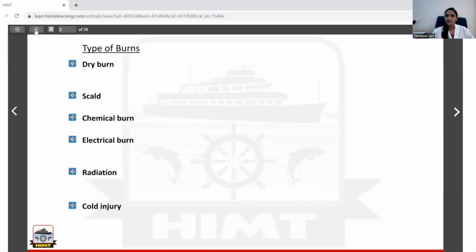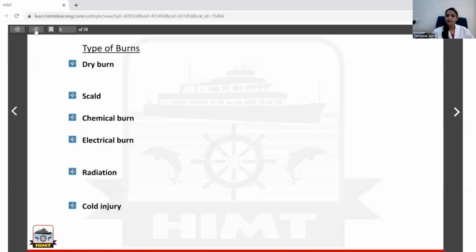Next one is scald, which is nothing but a wet burn. Steam, hot oil, or when you drink hot coffee or tea and it accidentally spills on the skin surface is also a burn. It might not be a major burn, but definitely it would come under first degree burn.